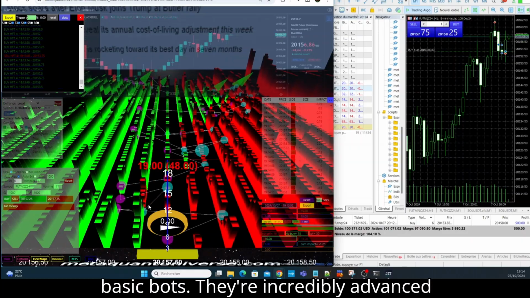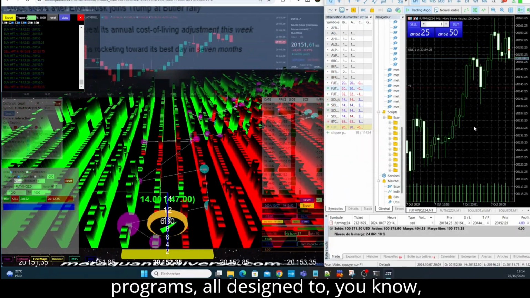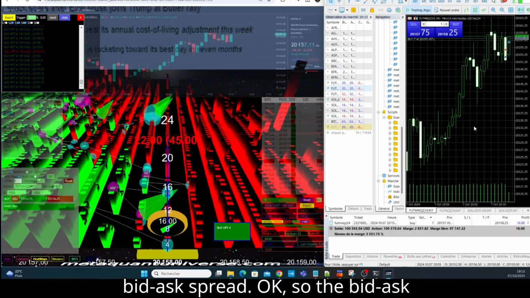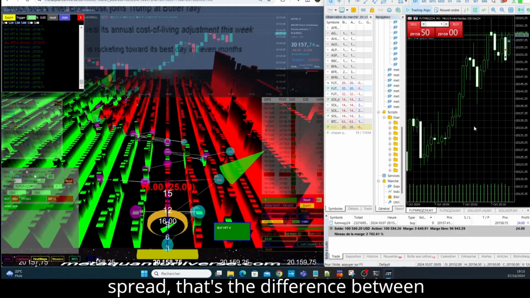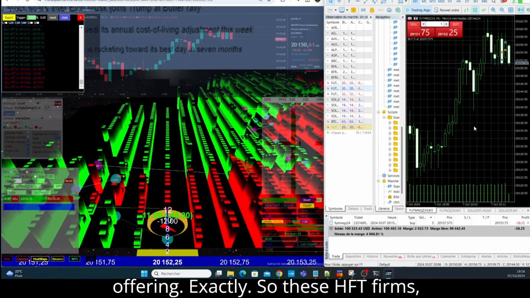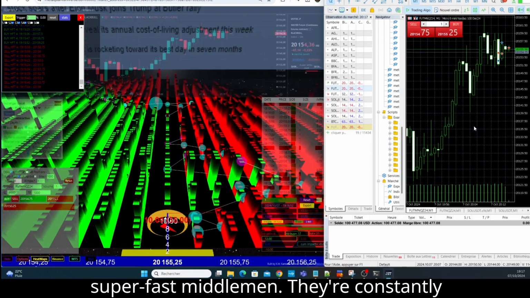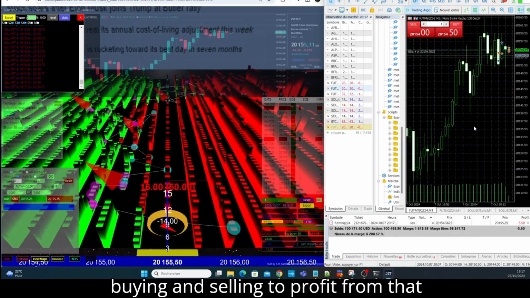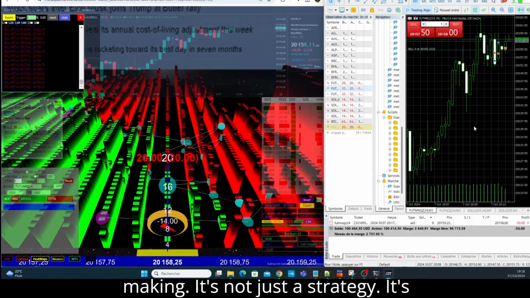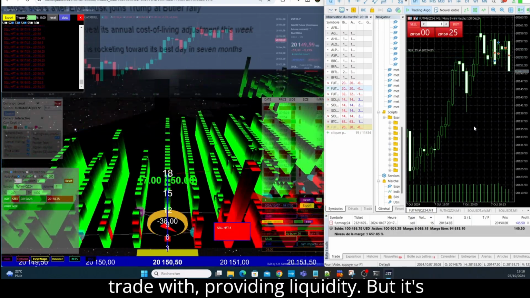And these aren't just basic bots. They're incredibly advanced programs, all designed to exploit these tiny price differences. The bid-ask spread. Okay, so the bid-ask spread, that's the difference between the highest price a buyer's willing to pay and the lowest a seller's offering. Exactly. So these HFT firms make money by being super fast middlemen, constantly buying and selling to profit from that tiny spread. It's called market making. It's not just a strategy, it's their whole thing. So they're the ones ensuring there's always someone to trade with, providing liquidity.